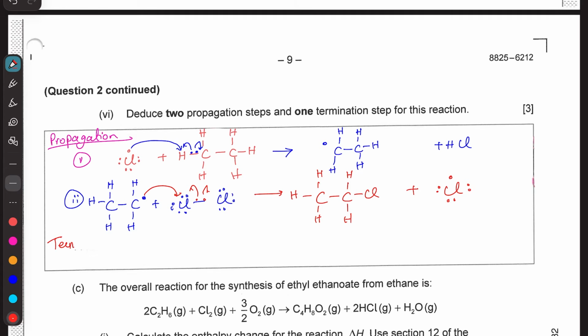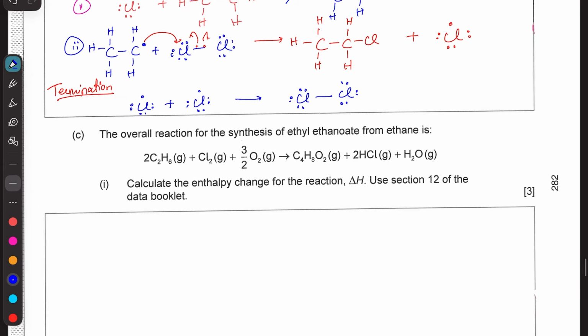Now for the termination step. Termination step is when two free radicals collide with each other, right? So the easiest one is two chlorine free radicals, which will collide with each other to form the Cl2 molecule again. So that's your termination step.